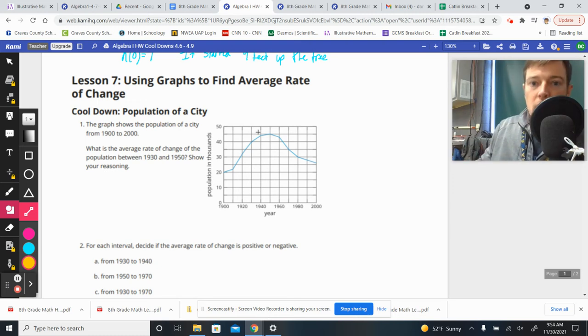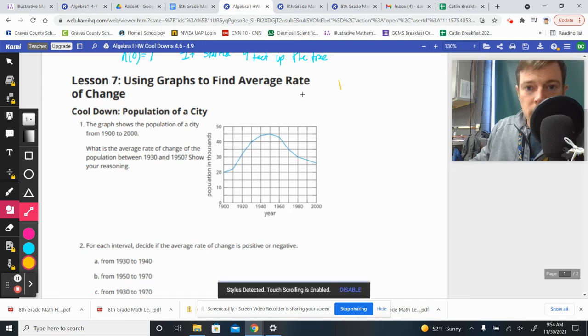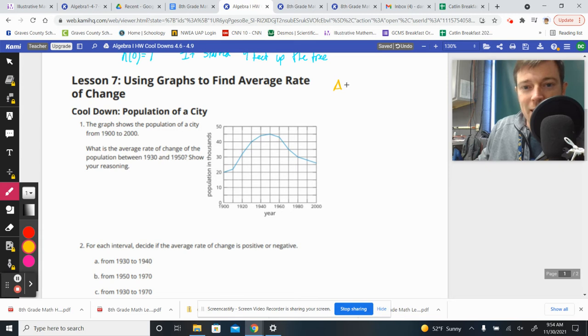Here is your Lesson 7 help for your cool down, and we're using graphs to find the average rate of change. So, real quick, just a reminder what average rate of change is. It is the difference of your outputs, which are always on your y-axis, over the difference, and this little triangle just means the change in your inputs. It's very similar to your slope formula, y2 minus y1 over x2 minus x1. It is the same thing.